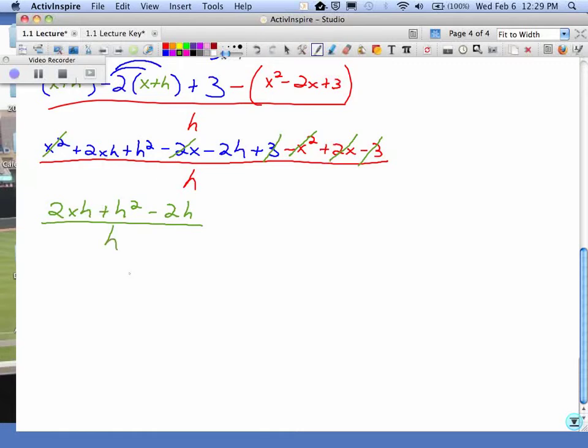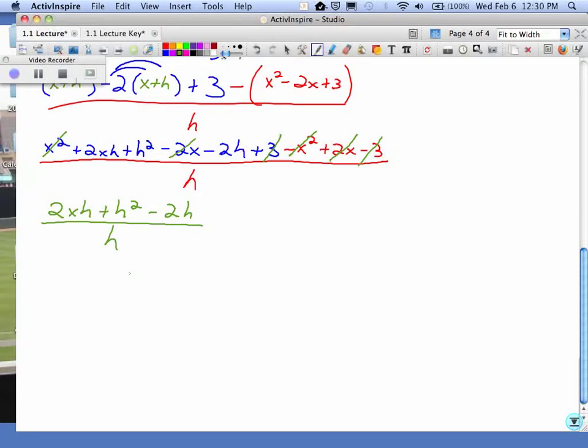It's very easy at this point. A lot of students want to pick one of the h's up top and cross it off with the bottom. But this 2xh is being divided by h, right? This h squared is also being divided by h. And that negative 2h is being divided by h. So you can't just cross one of them off.